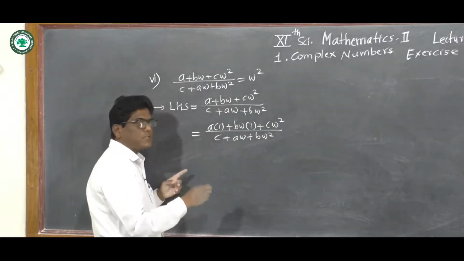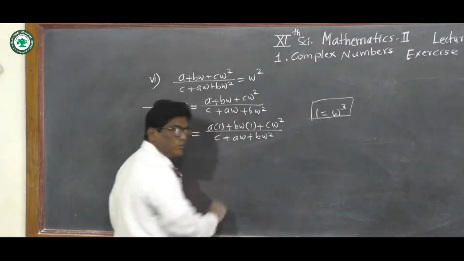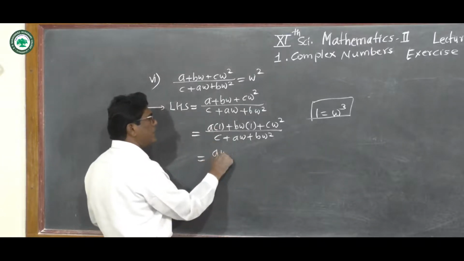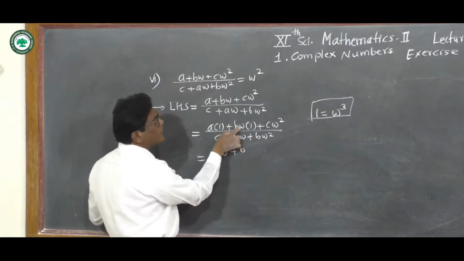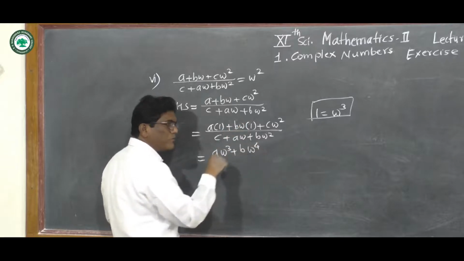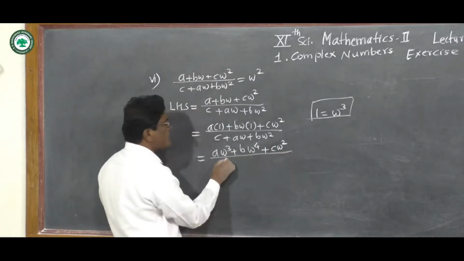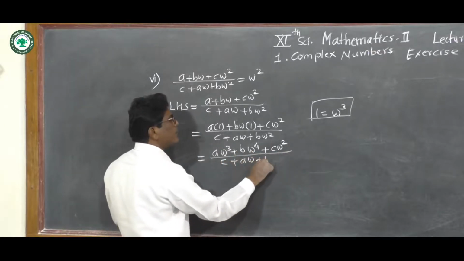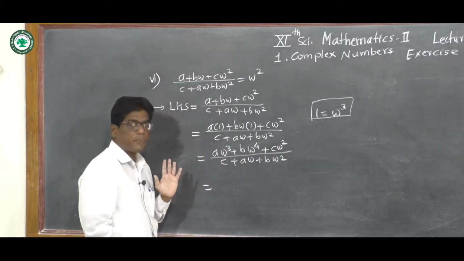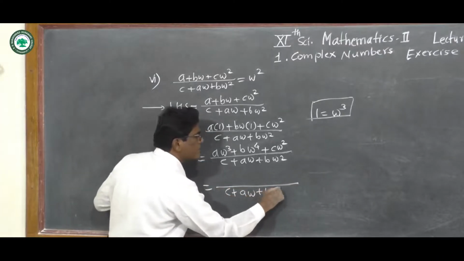And we know that omega is a complex cube root of unity, so 1 is equal to omega cube. Omega cube is equal to 1. So we put 1 as omega cube. So it is equal to A into omega cube plus B omega into 1 as omega cube, into omega, that is omega to the power 4, plus C omega square, divided by C plus A omega plus B omega square. Now take omega square common in the numerator, denominator as it is, that is C plus A omega plus B omega square.